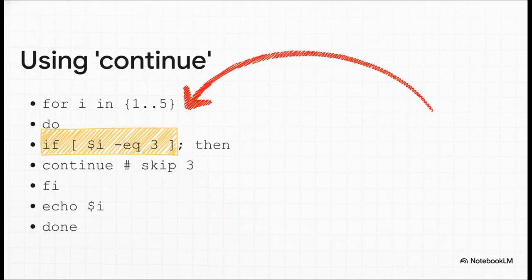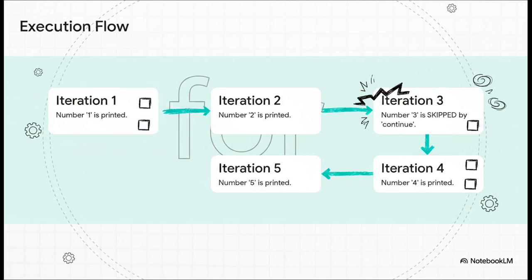So in this example, the loop is counting from 1 to 5, but we've added a little condition. If our variable I is equal to 3, then run the continue command. This tells the loop to immediately jump to the next iteration, completely skipping the echo command for the number 3. And here's what happens. The numbers 1 and 2 get printed. But when the loop hits 3, our if condition is met, continue gets triggered, and the echo command is totally skipped. The loop then just moves right along to 4 and 5. This gives you almost surgical precision inside your loops.